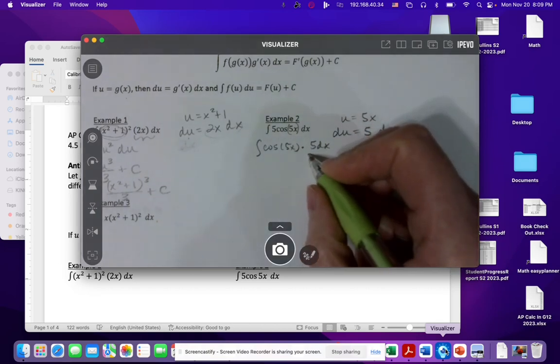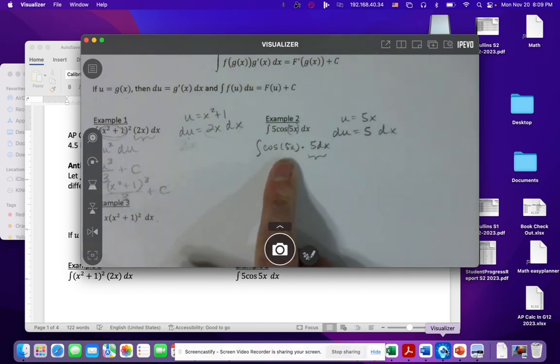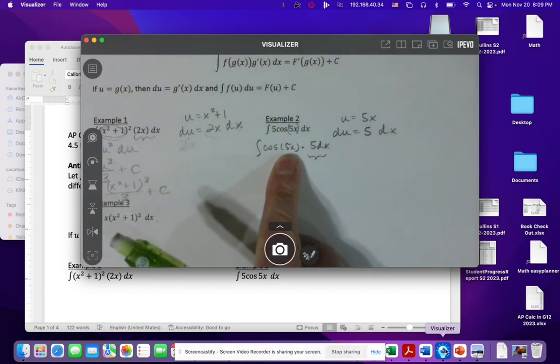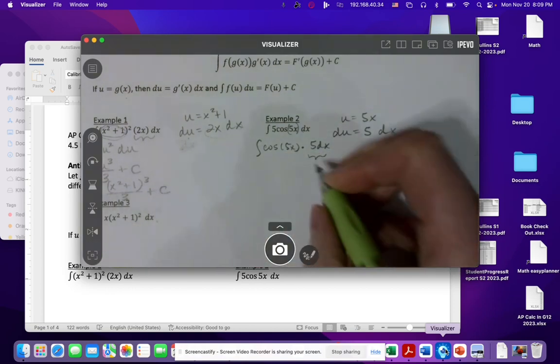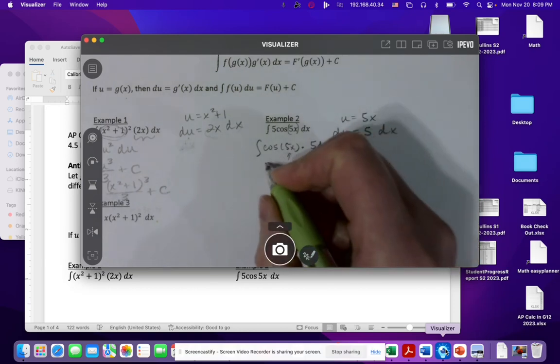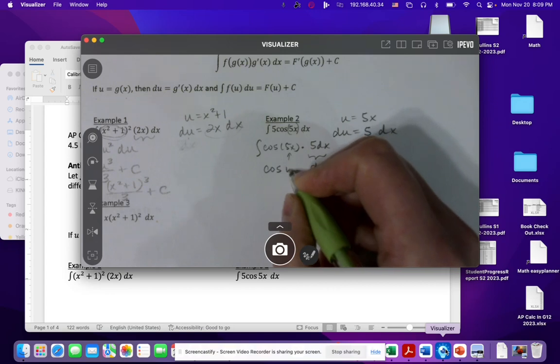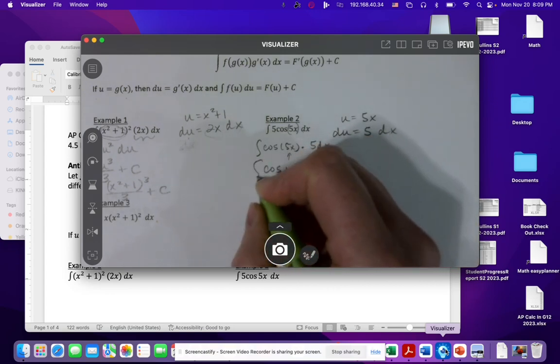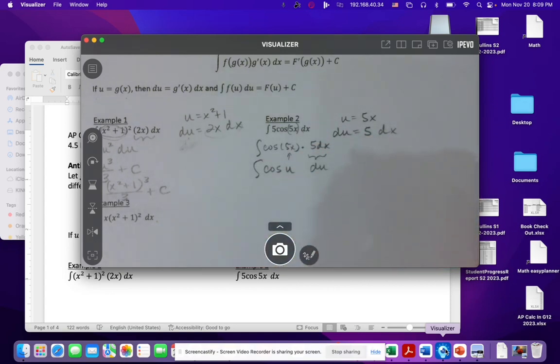And now I can see that this is my derivative of the inside function. Derivative of 5x is a 5 dx. So that whole thing is my du. And this is going to be a u right here. So I'm going to have cosine of u du. That's all I have now. So that 5x is gone.